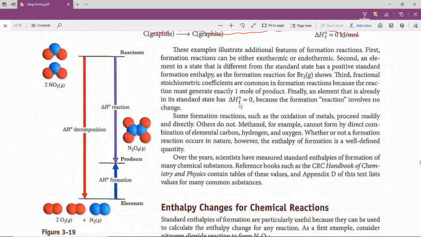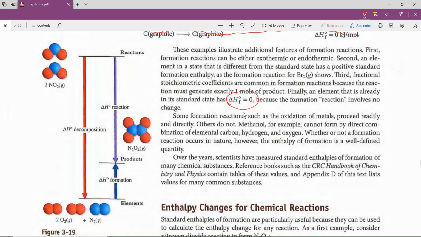And if the element's already in a standard state and the product is the same as the element, delta H naught of formation is 0. So delta H naught of formation is 0 for elements or elemental molecules in their standard states. An elemental molecule, if you don't know what that is, is like O2. It's still a molecule. It's not O by itself, but there's no other kinds of atoms in it. So O2 is an elemental molecule, and in its standard state, the delta H naught of formation is 0.